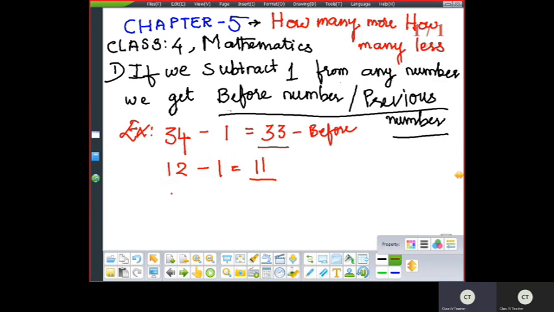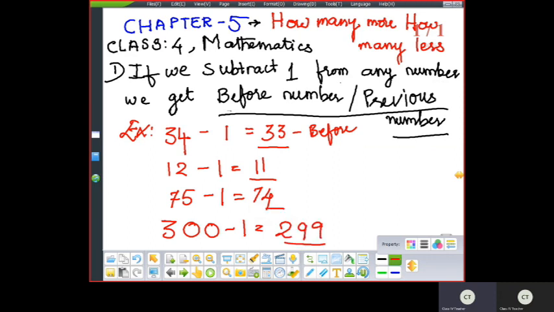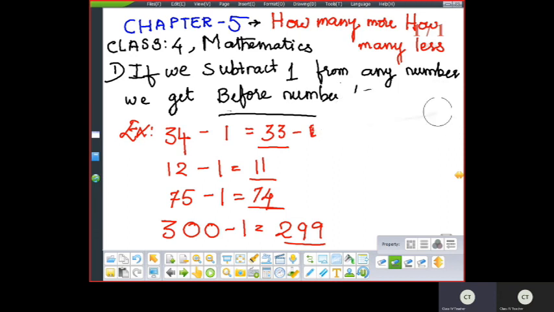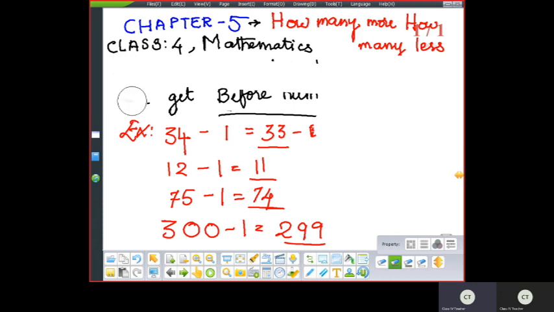Yes? Then again, 75 minus 1, what do I get? 74. So all this I am getting is, let me take 3 digits. 300 minus 1, how much? 299. So these all are the previous or the before number. Okay, children? Understood this property? Now let us get back to the next part.